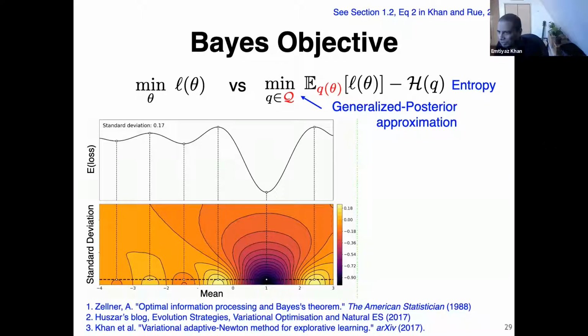Another question: how do we determine the domain of the generalized posterior approximation? That's a good question that will become clear soon. It's just going to be the parameters of the distribution. So for a Gaussian, it's going to be the mean and variance. And we're going to look into exponential family approximation.